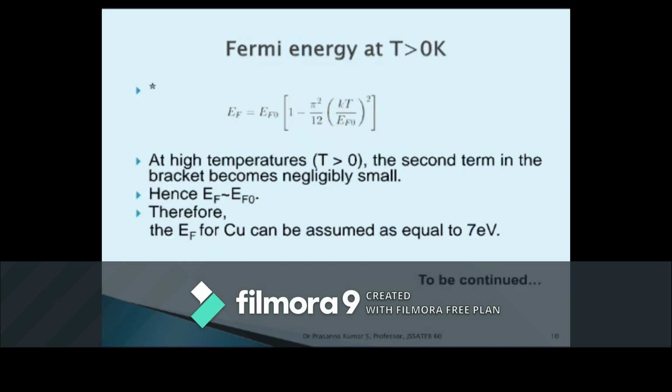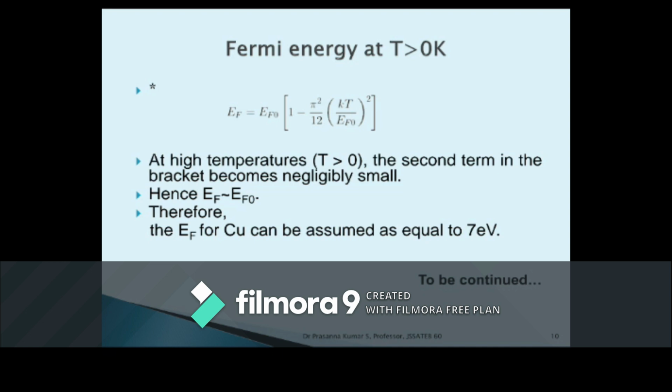We had two situations, that is T equal to 0 and T greater than 0 K. I told you that if you try to get an expression for Fermi energy at T greater than 0 Kelvin, you will get this expression: EF is equal to EF naught, where EF naught is the Fermi energy at 0 Kelvin and EF is the Fermi energy at T greater than 0 K. Within the square brackets, 1 minus pi square by 12 into kT by EF naught, whole square. So this is the expression.